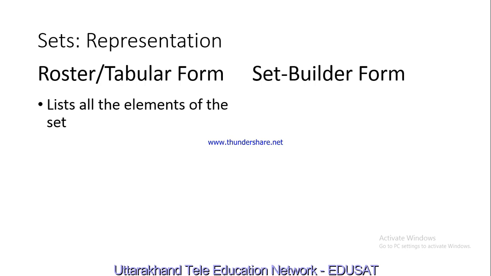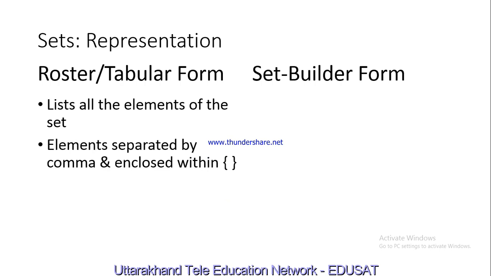So if you represent your sets using the roster or the tabular form, then you'll have to write down all the elements in that particular set. And how do you write it down? You'll have to separate the elements using a comma, and then you have to enclose all the elements in the curly bracket. So this is the curly bracket. So all the elements of the set will be enclosed in curly brackets, while every single element would be separated using the comma.